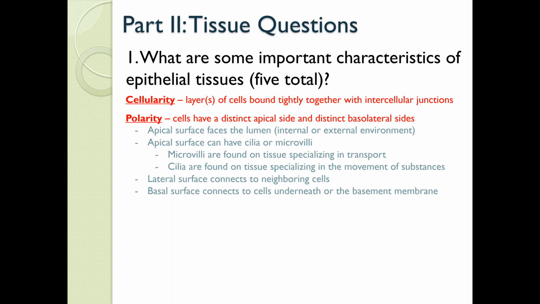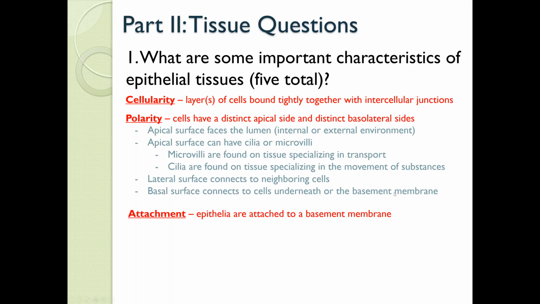Microvilli are usually found on tissue specializing in transport, like the cells that line the digestive tract. And cilia are found on tissue specializing in the movement of substances, for example, the respiratory tract and the movement of mucus. The lateral surfaces connect to the neighboring cells. This goes back to the idea of the cellularity of the cells bound tightly together. And the basal surface connects to either cells underneath if it is one of the top layers, or the basement membrane if it is the bottom layer.